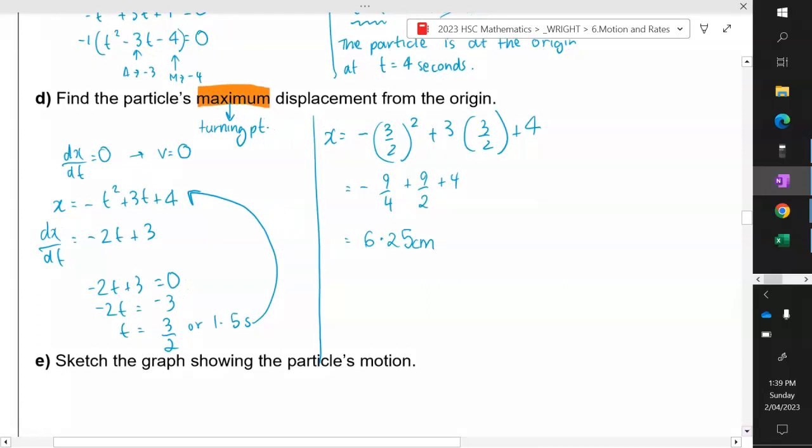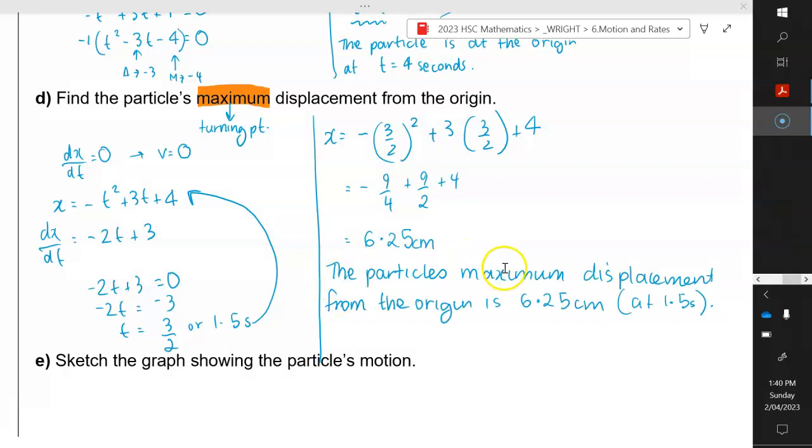Find the particle's maximum displacement from the origin. My answer is that the particle's maximum displacement from the origin is 6.25 centimetres, and it's at 1.5 seconds.